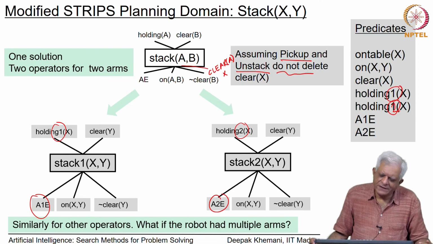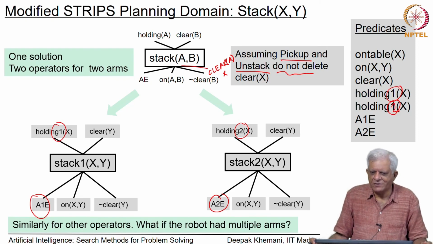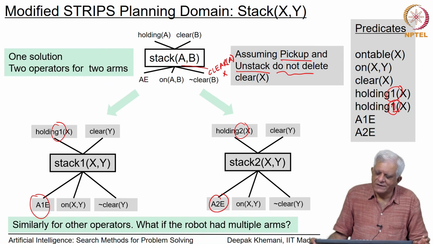The other thing that I would like you to think a little bit about is that if you wanted to allow the robot to become versatile, which means that it can, for example, with one arm it can pick up block A, on another arm it can pick up block B, and then while holding it, it can put A onto B without putting it down on the table.